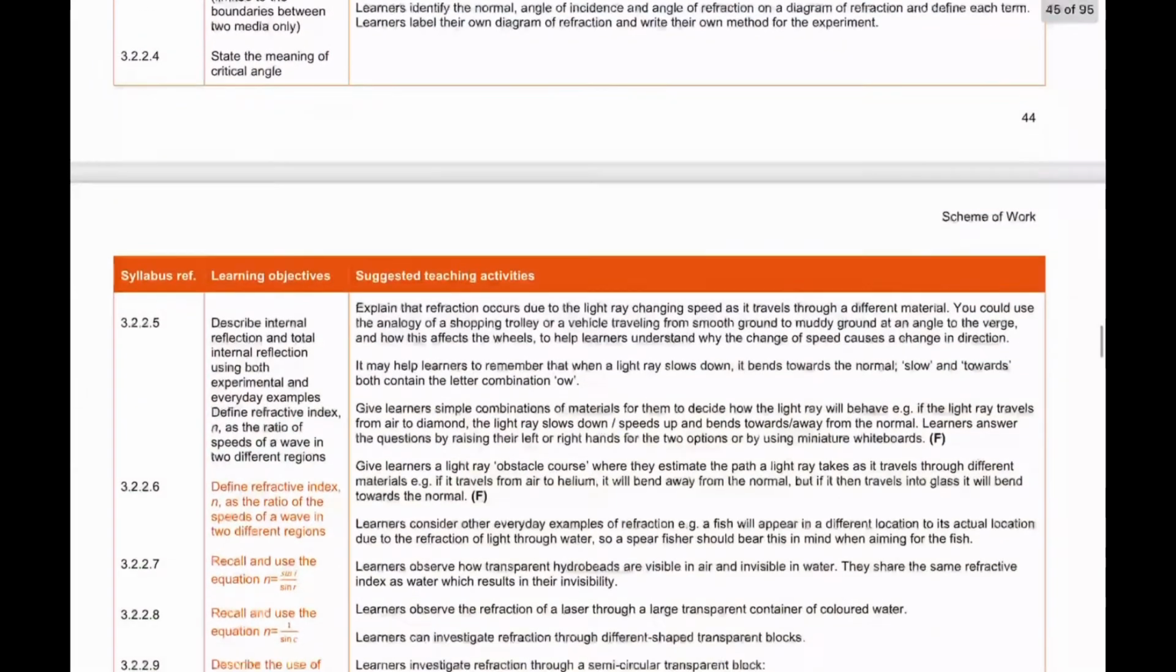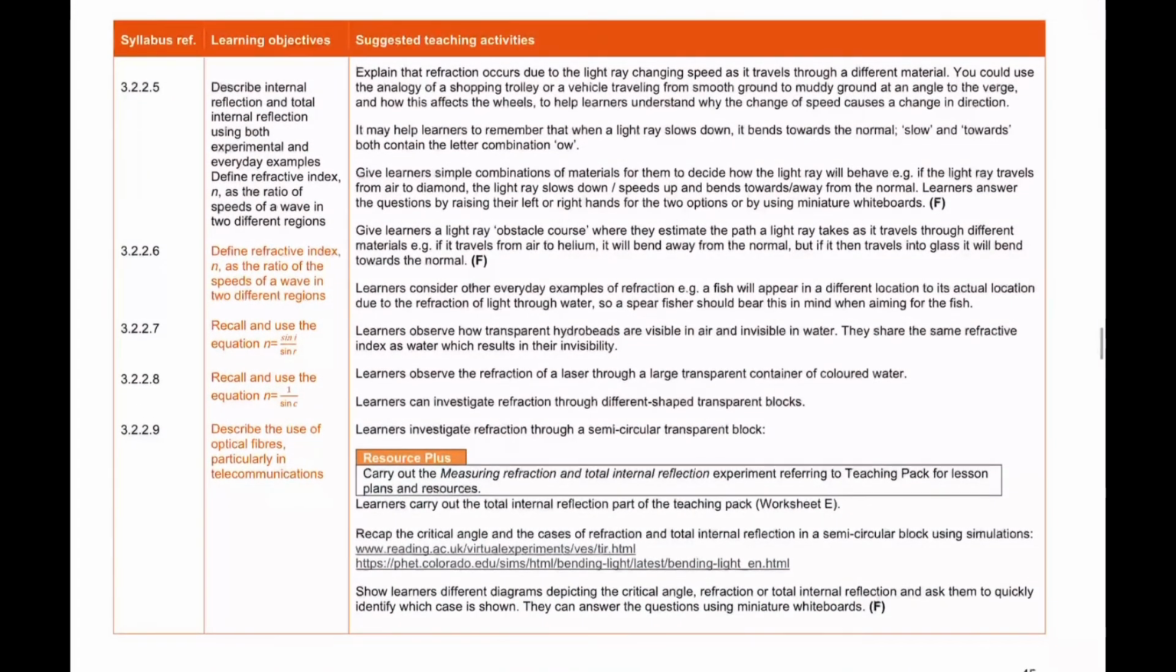State the meaning of critical angle. Describe internal reflection and total internal reflection using both experimental and everyday examples. Define refractive index n as a ratio of the speed of a wave in two different regions.